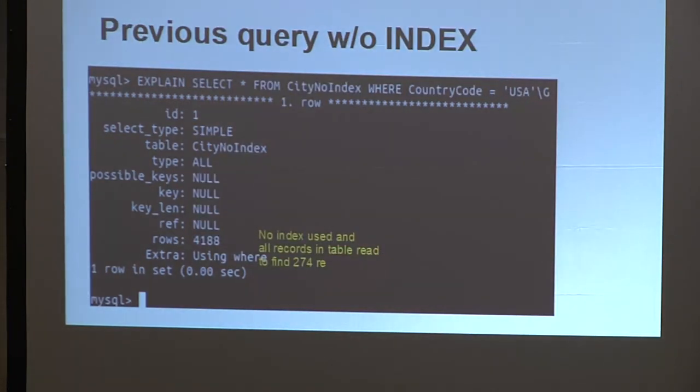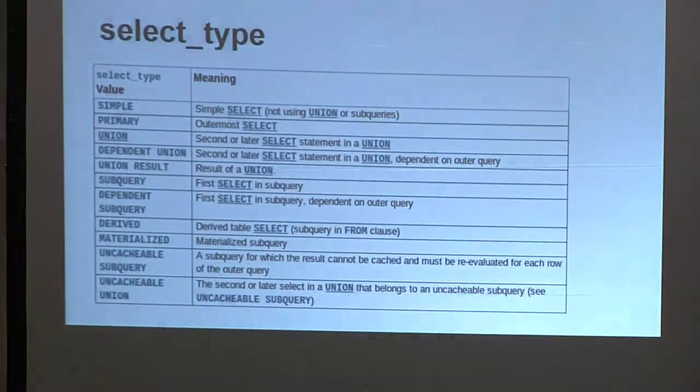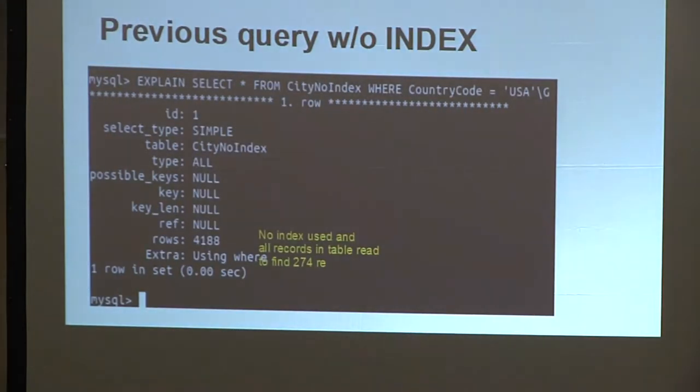Okay, so if we get rid of that index and we try it again, you can see the output is somewhat similar. But now it's telling us that instead of 3,868 records, it wants to read 4,188 records. Where do those extra records come from? What's going on? Well, this is a case where the statistics are lying to us, and explain therefore lies back to us.